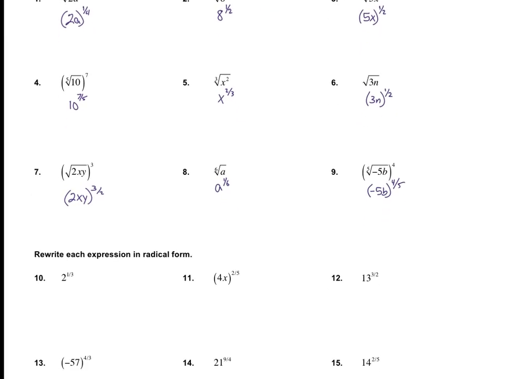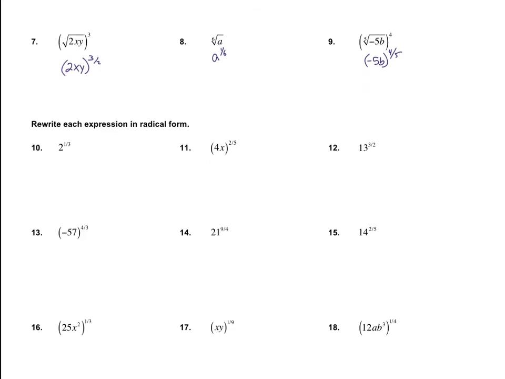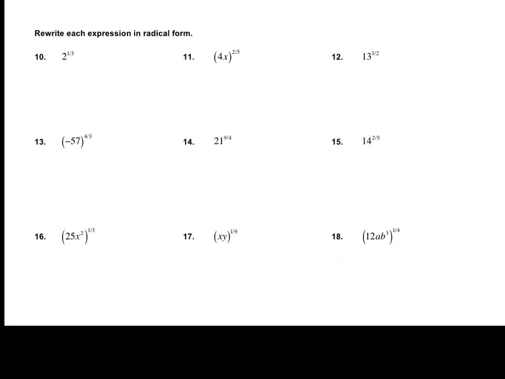For part 2, we're going to start in rational exponent form, and we're going to rewrite in radical form. So 2 to the 1/3 power is going to become the cube root of 2. Number 11, you're going to have 4x under the radical, so it's going to be the 5th root of 4x squared. Number 12, the square root of 13 to the 3rd power.